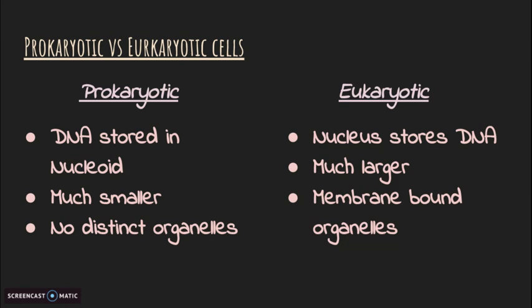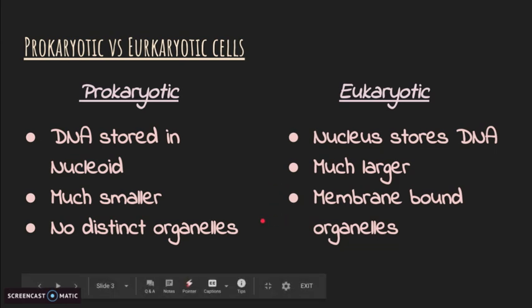The difference between eukaryotic cells and prokaryotic cells really boils down to three things. In a prokaryotic cell, they store the DNA in a nucleoid, while in the eukaryotic cell, we store it in the nucleus. Eukaryotics are also much larger than prokaryotics, and in prokaryotic cells there are no organelles, while in eukaryotic cells we have many organelles that do the functions for us.